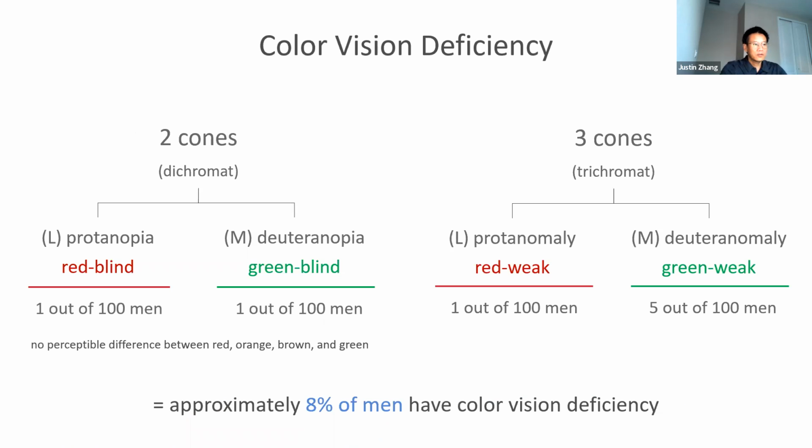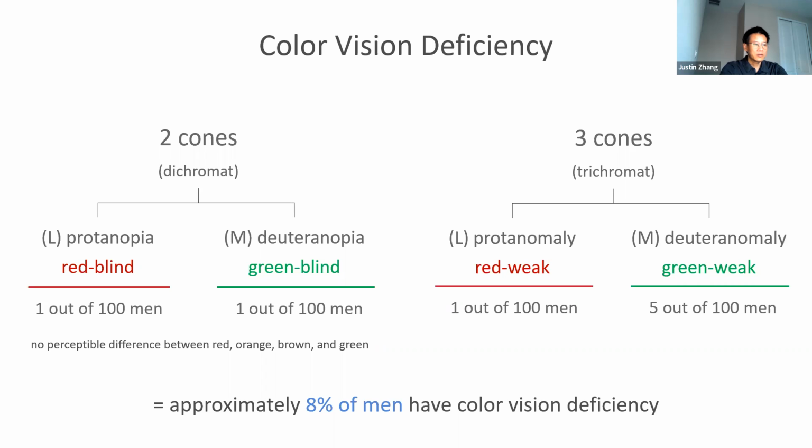So in normal color vision, the eyes will have 3 types of cones, as we just mentioned. Each type of cone is sensitive to different wavelengths. When one cone is missing, the person will be red blind or green blind, depending on if it's an L cone or M cone. If the person has 3 cones and has color vision deficiency, then they are either red weak or green weak, depending on the long cone or M cone, long or medium.